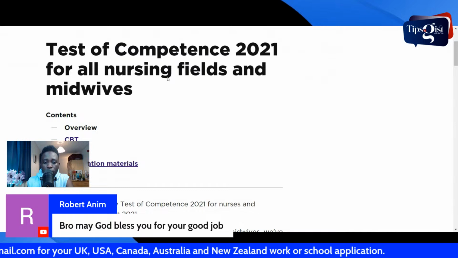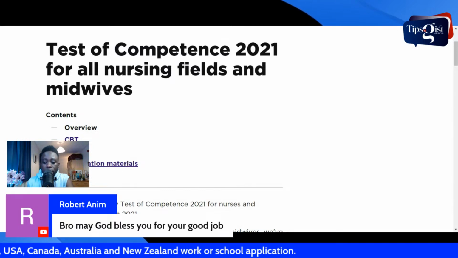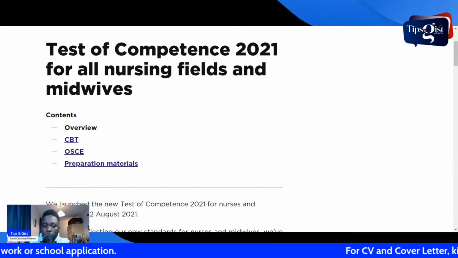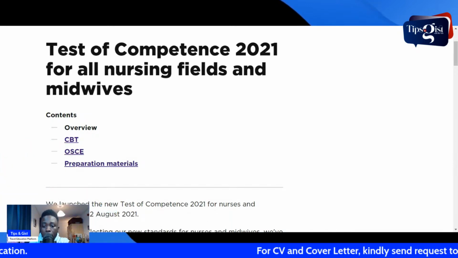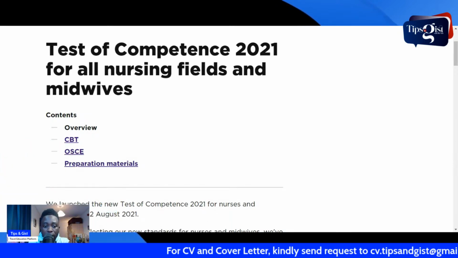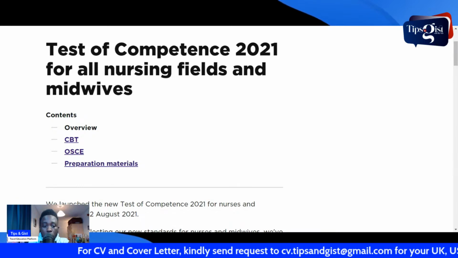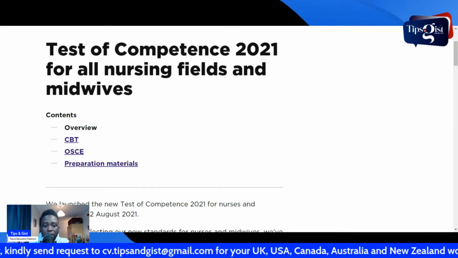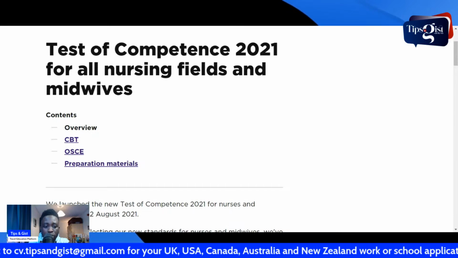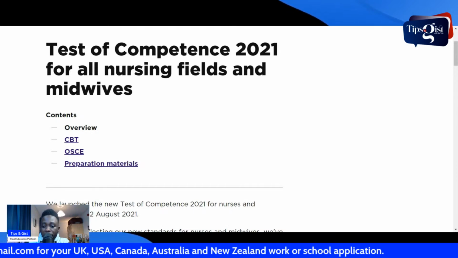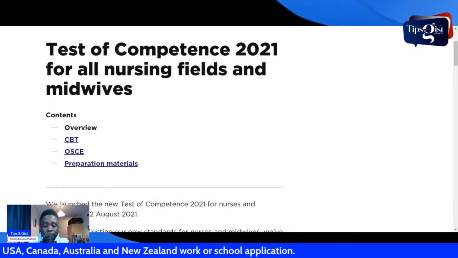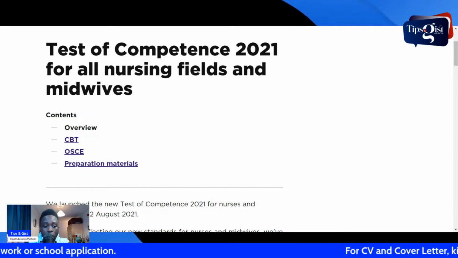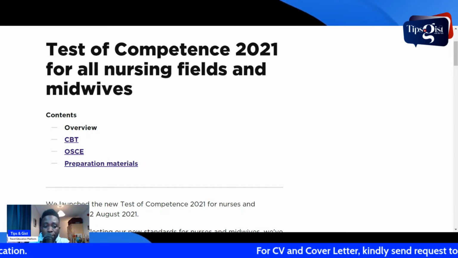Now that is the test of competence, the two tests of competence that you need to be able to qualify for a UK registered license, whether a midwife, a nurse associate, or a nurse. We have two types, the CBT, that is the computer-based test, and the OSCE, the objective structured clinical examination. Now, if you're in the UK, you can choose to write the OSCE first before your CBT, or your CBT before the OSCE.